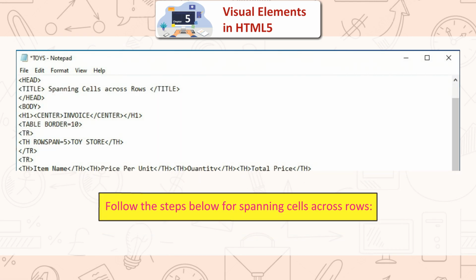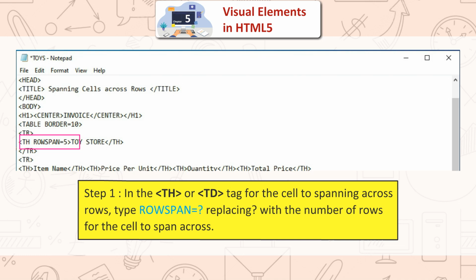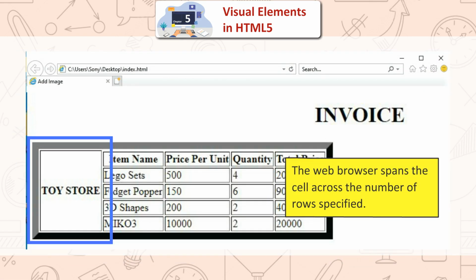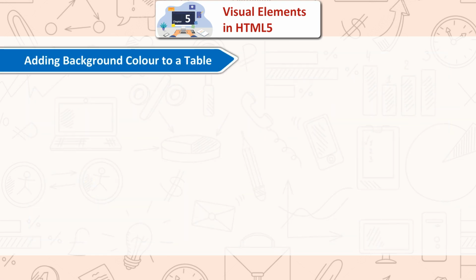Follow the steps below for spanning cells across rows. Step 1. In the th or td tag for the cell to span across rows, type rowspan equals question mark, replacing the question mark with the number of rows for the cell to span across. The web browser spans the cell across the number of rows specified.